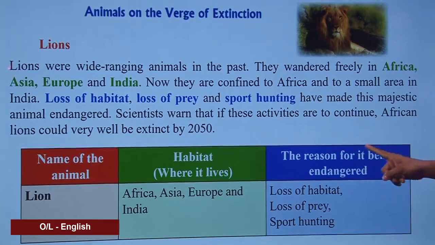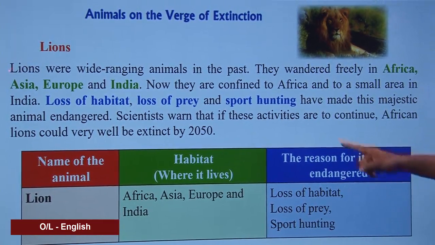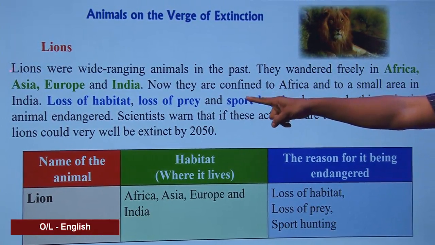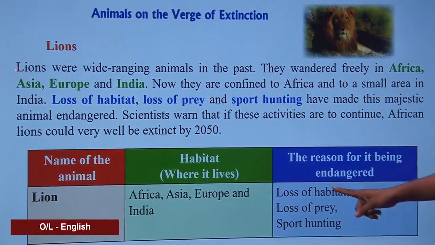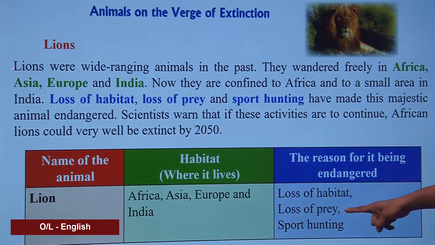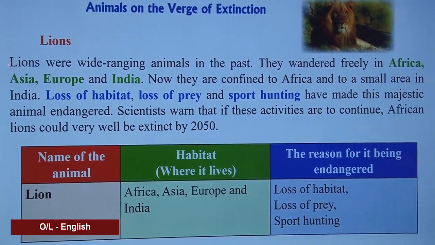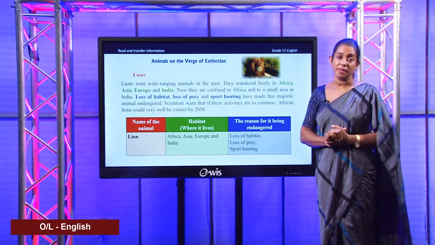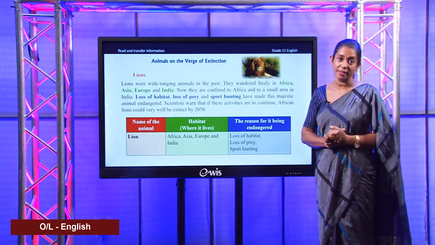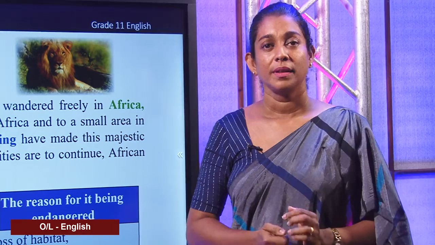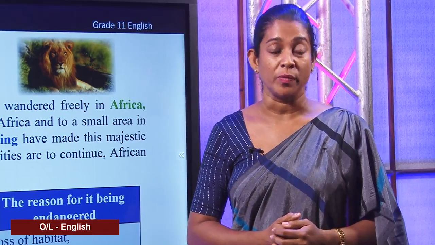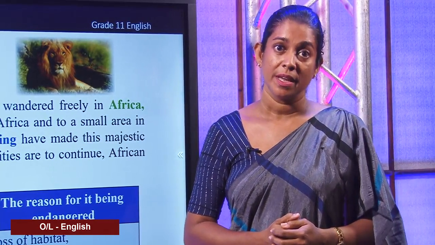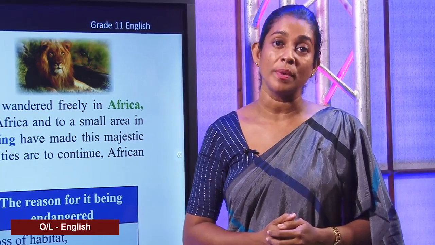The reason for it being endangered. In blue, there are 3 reasons given: loss of habitat, loss of prey, sport hunting. Now, the other 2 animals have to be completed as homework. The information about the blue whale and the elephant has to be filled in at home as homework.